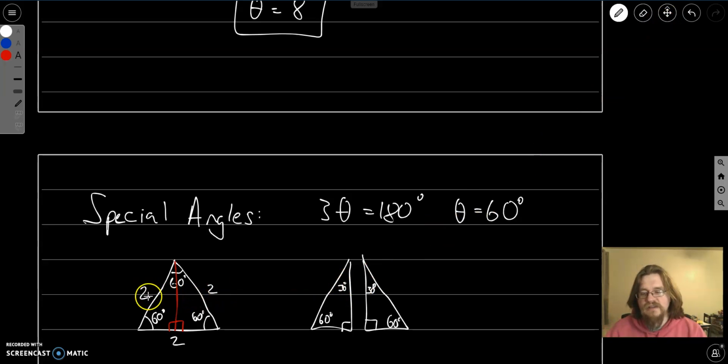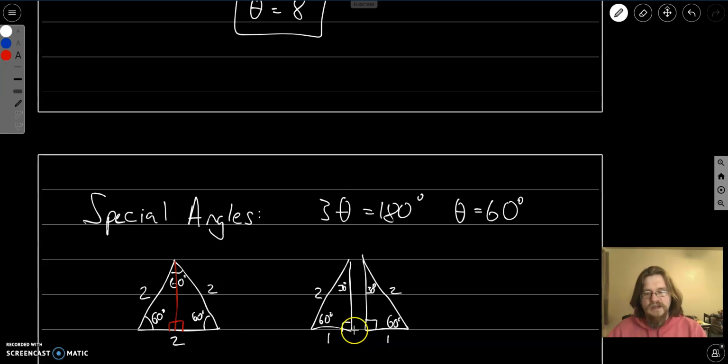Now, the reason that I wanted to call this side length 2 was because after I cut this triangle directly in half, those 2 side lengths haven't changed. The one on the bottom has been cut exactly in half. And what's half of 2? It's 1. So having that be 1 is quite nice.